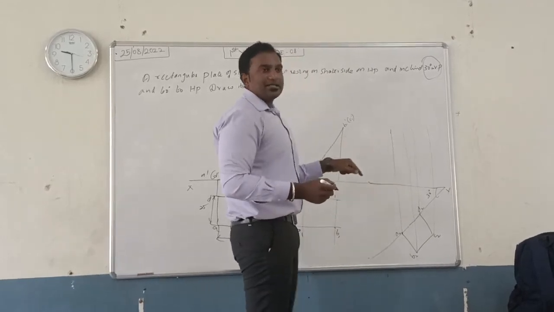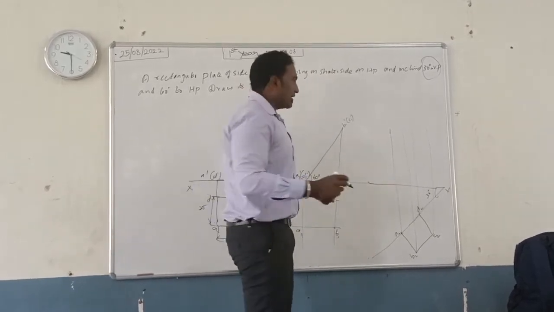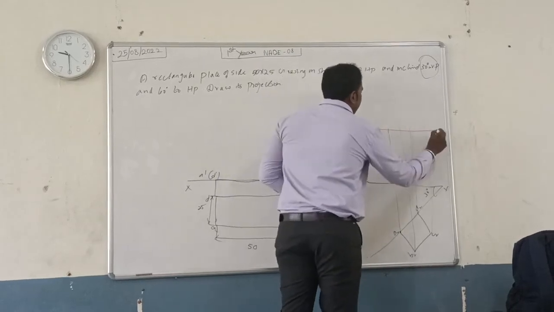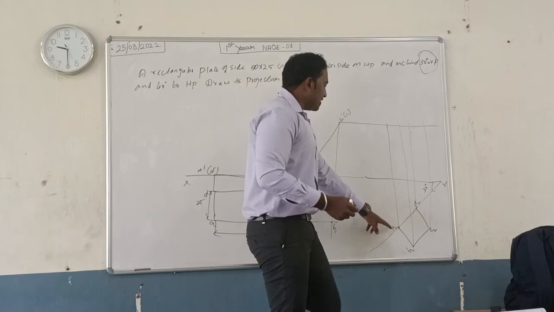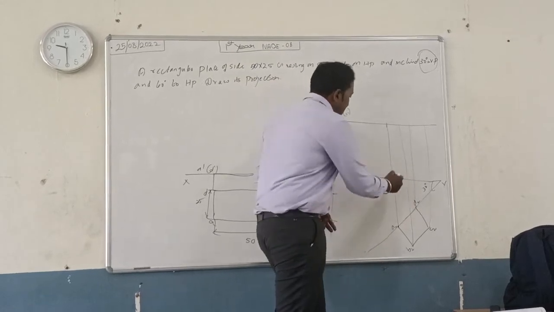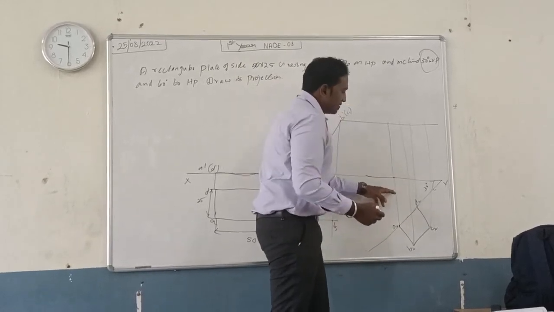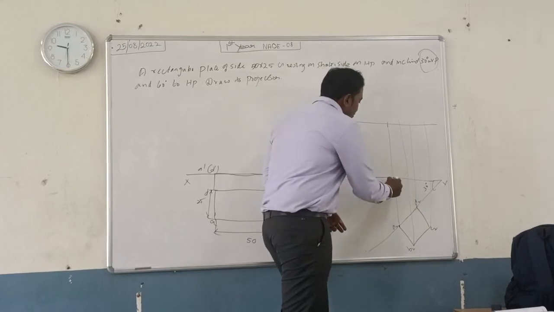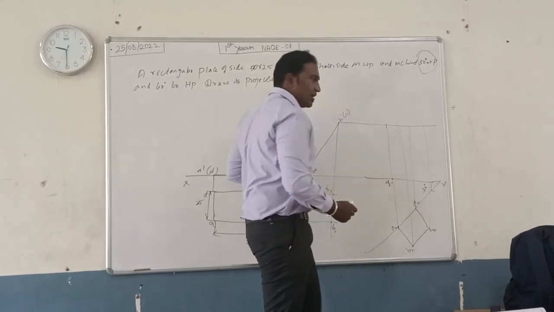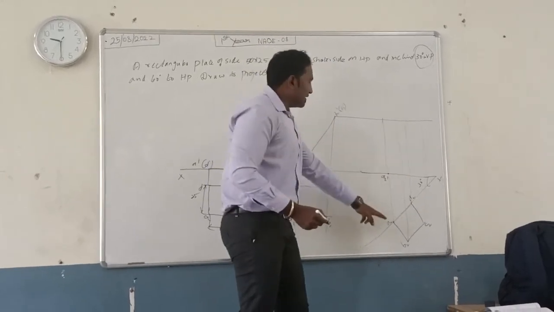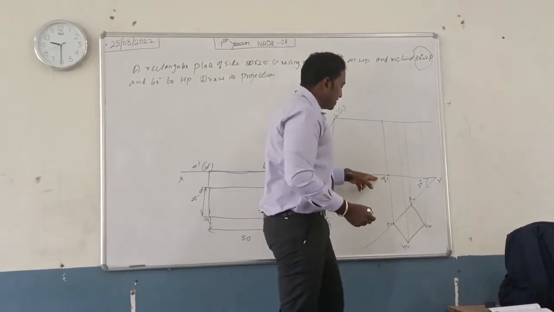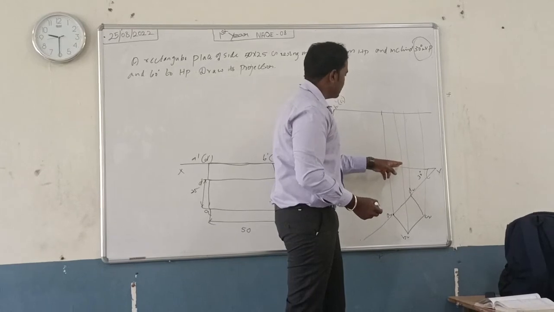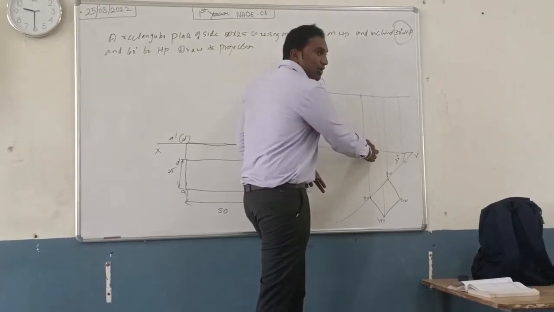Then again you have to mark the intersection points very carefully. What is this point? This point will be your A2 dash. Why? Because here you have A, and here also you have A. So this one will be B. So what will this point be?